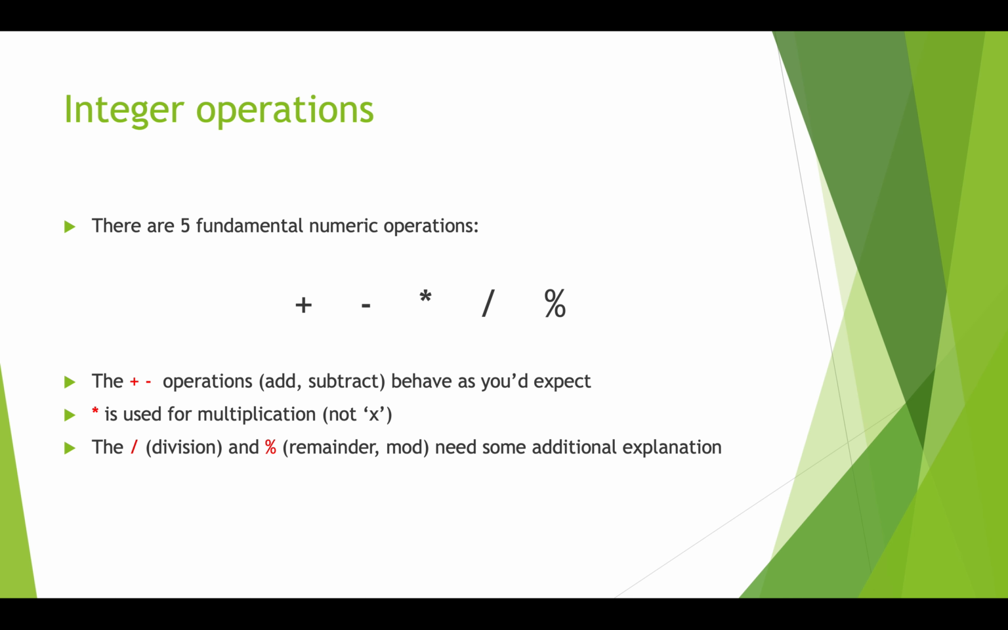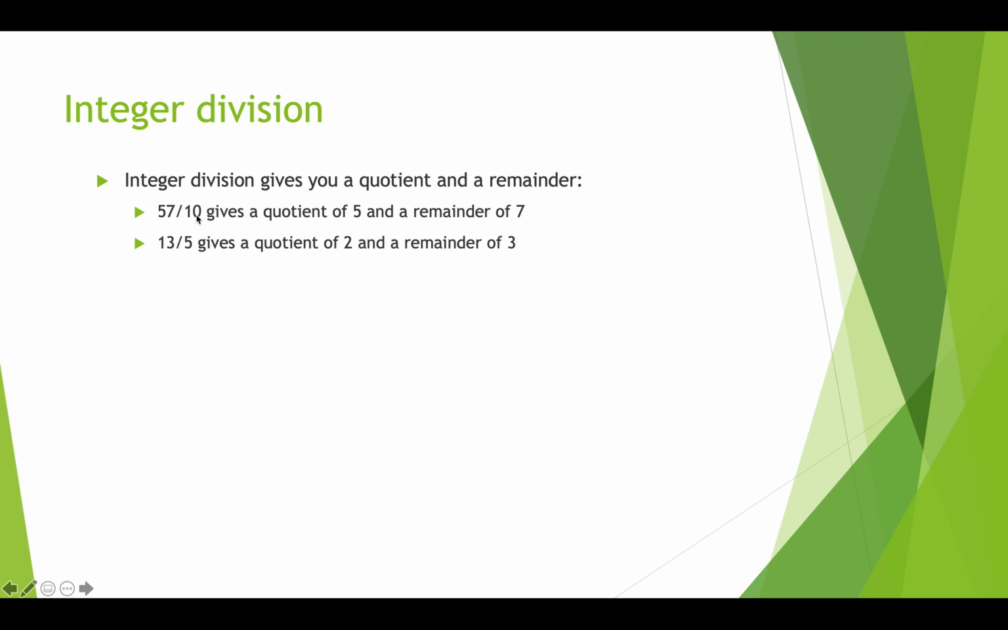Okay, so integer division gives you a quotient and a remainder. The quotient is how many times the bottom number goes into the top number, and the remainder is what's left over at the end. So 57 divided by 10: 10 goes into 57 5 times, so our quotient is 5. And then there's 7 left over, so that's the remainder. 13 divided by 5: 5 goes into 13 twice, and then there's 3 left over, so that's the remainder.